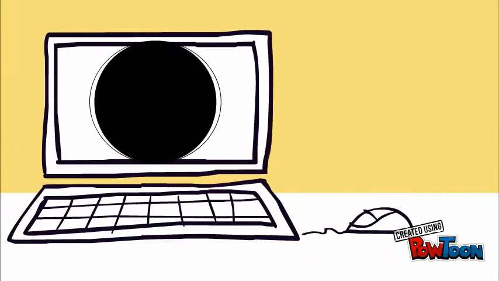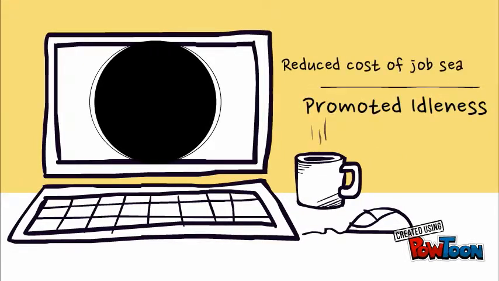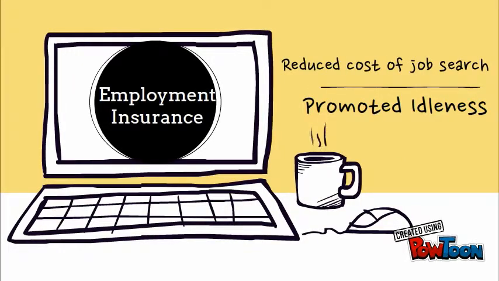One of the major causes of frictional unemployment in Canada is a large increase in employment insurance that occurred in 1971, which promoted unemployment by reducing the cost of job search and idleness. It encouraged people to spend more time looking for jobs, which essentially meant that their job search was less intensive.